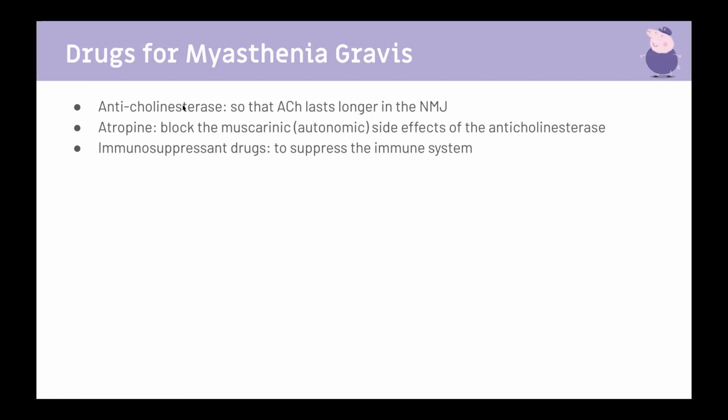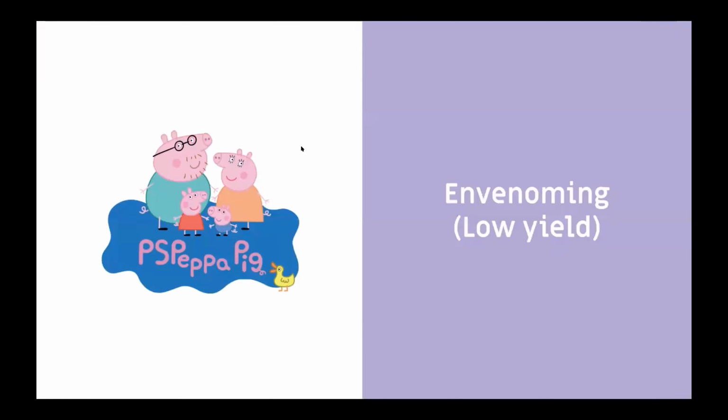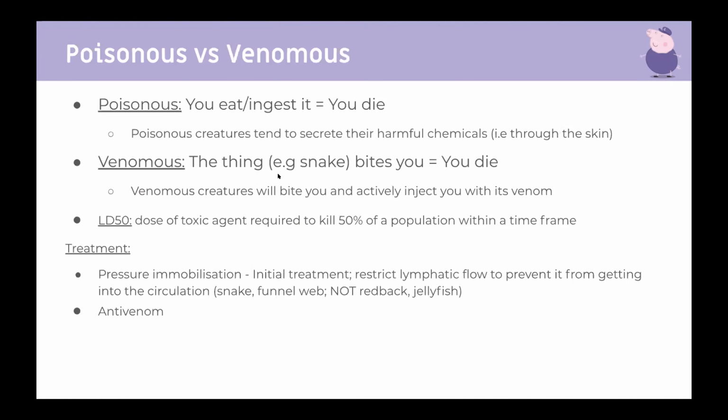We also give immunosuppressant drugs so that we can suppress the immune system, because that immune system is basically being too active. All right, so that's the first part, and now we're going to be looking very quickly at envenoming, which is relatively low yield, just a bit about poisonous and venomous stuff, and then how you can treat snake bite, etc. If something is poisonous, that basically means that when you eat or ingest it, you will die. Whereas venomous means that if something bites you, then they inject the venom into you and then you die.